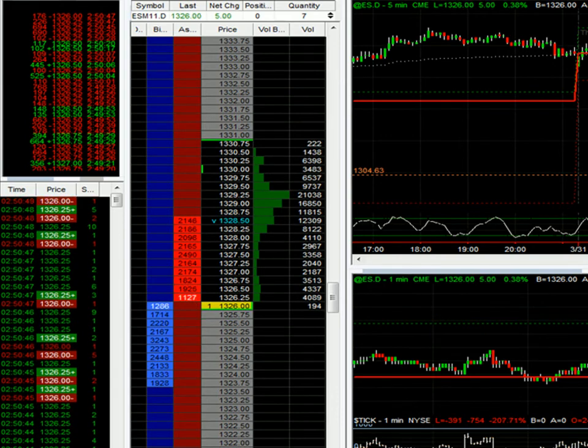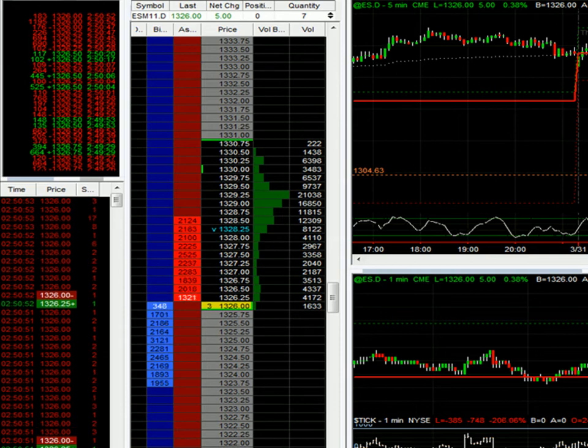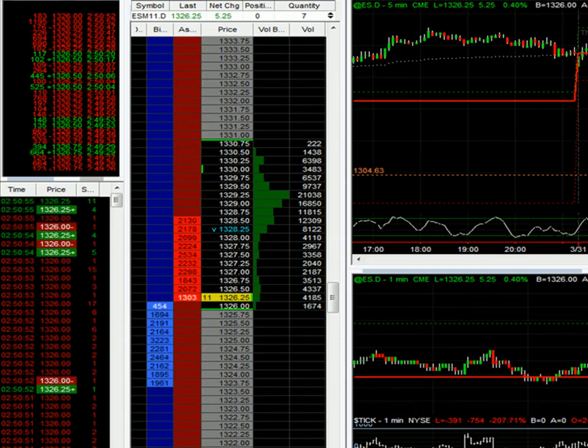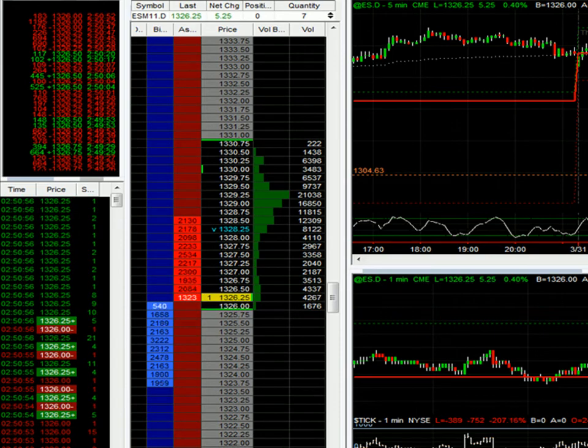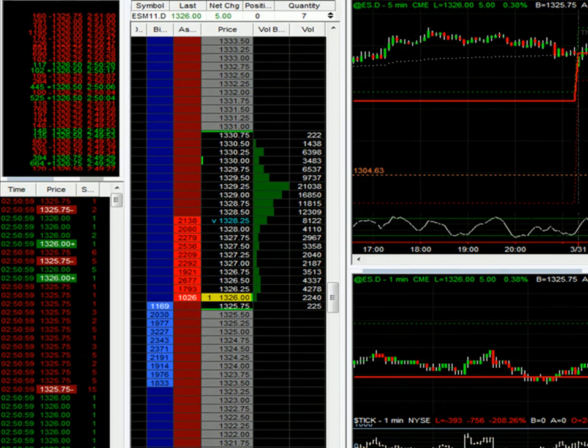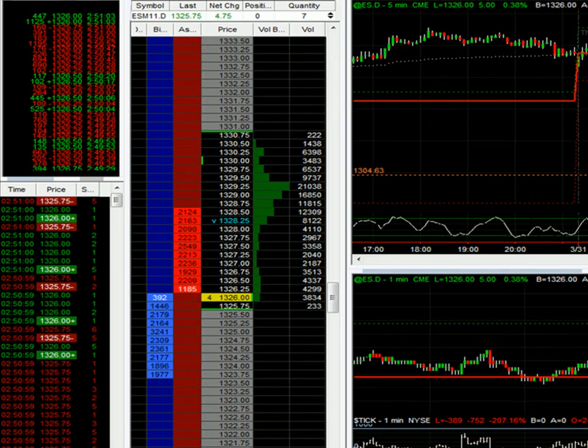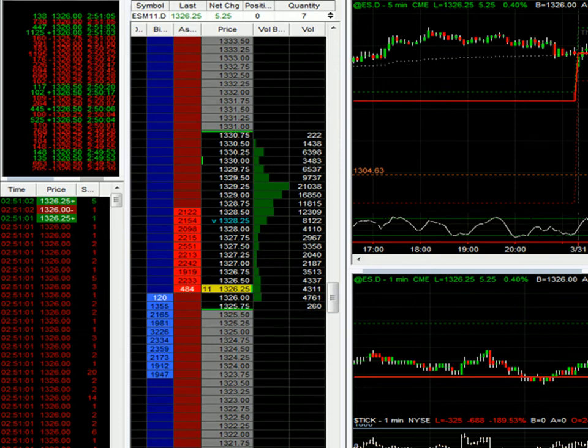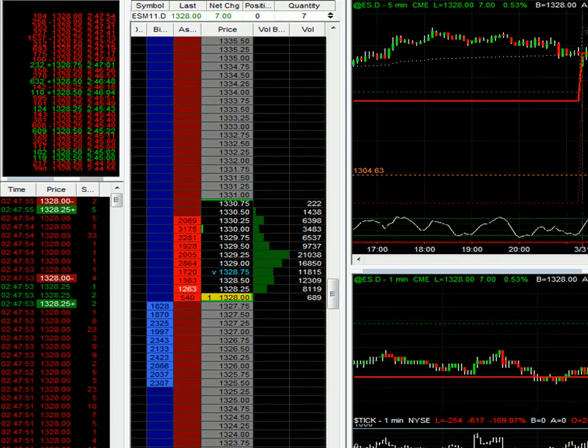Okay, came up to our final target now. Waiting for the 26 to lift, and there's the range fill. Okay, let's rewind that tape, and we'll run through exactly what we saw there.